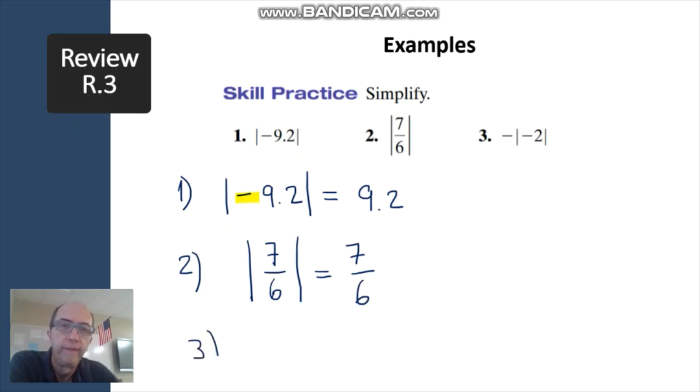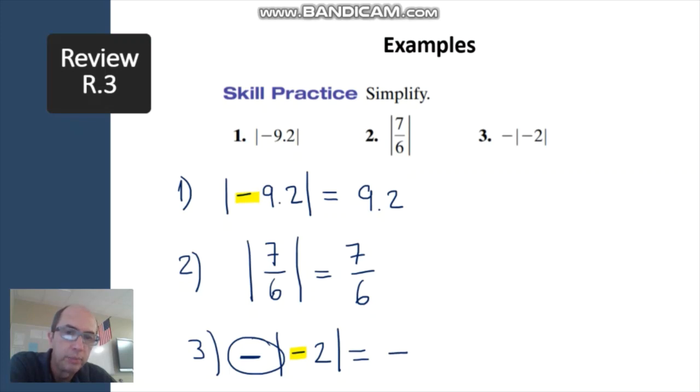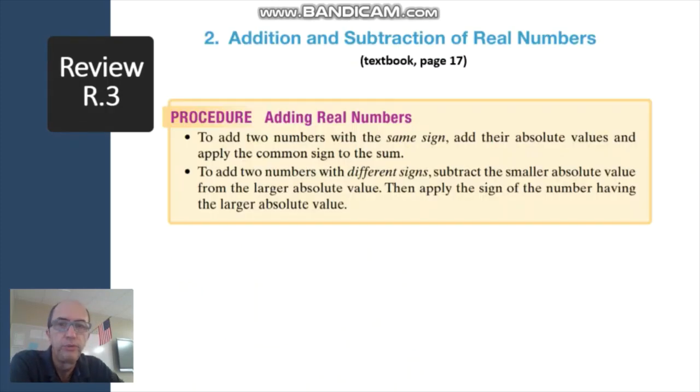And 3, again, negative absolute value of negative 2. The absolute value only removes the negative sign that's inside the vertical lines. So this one keeps the negative, and the absolute value of negative 2 is 2. Right? Okay, let's move on.